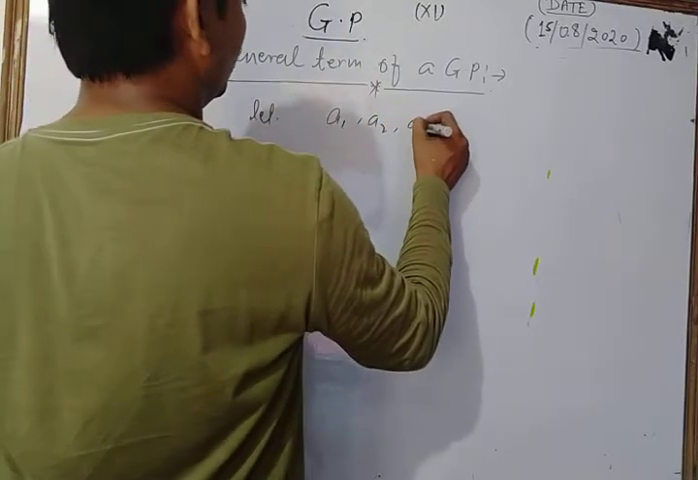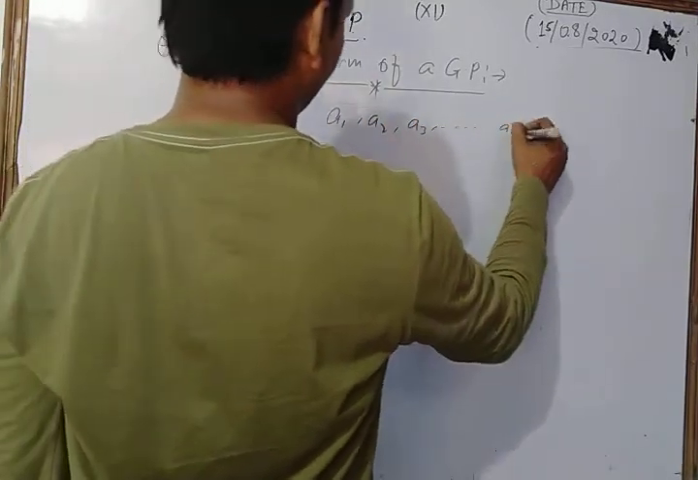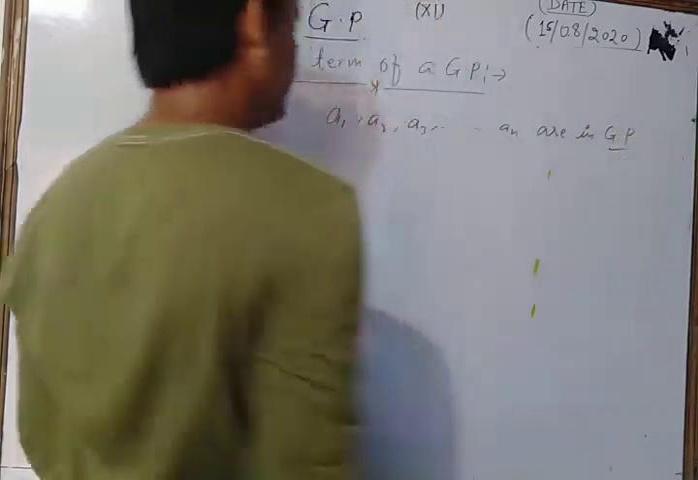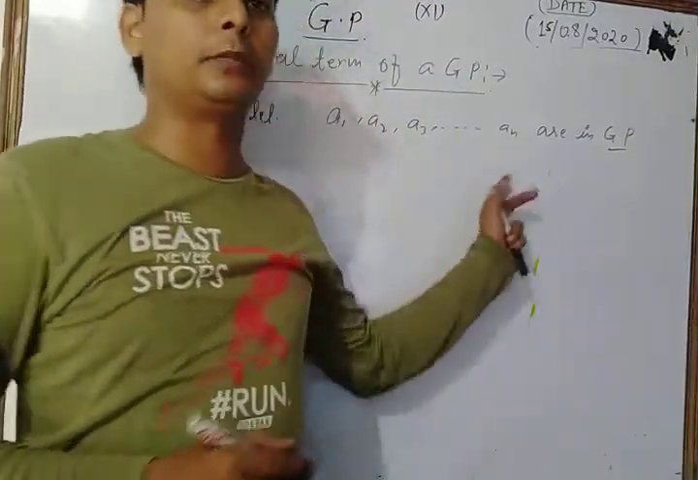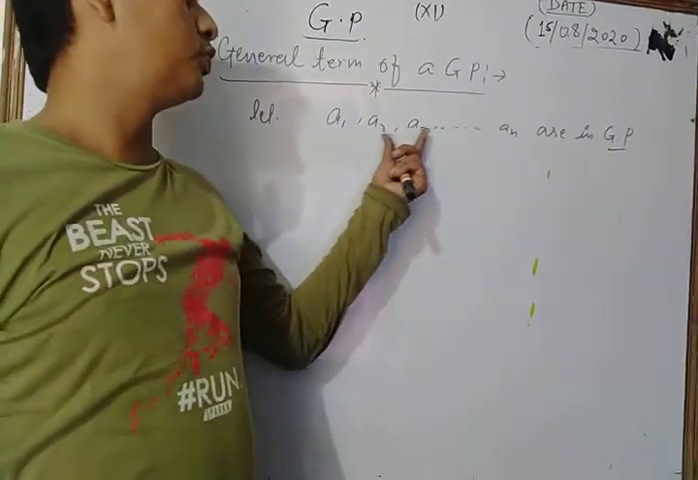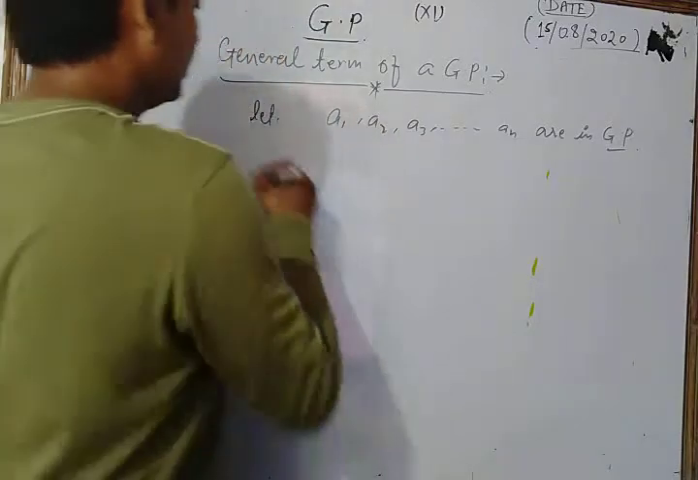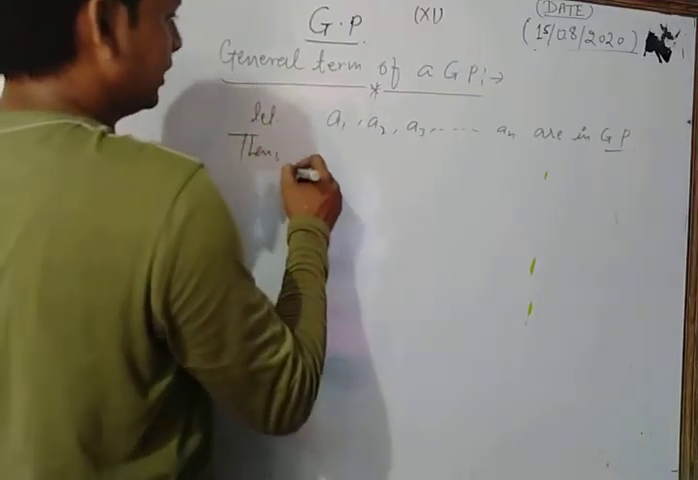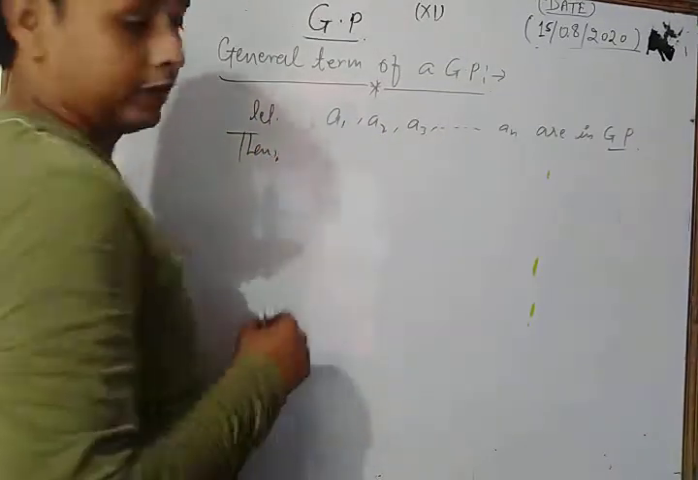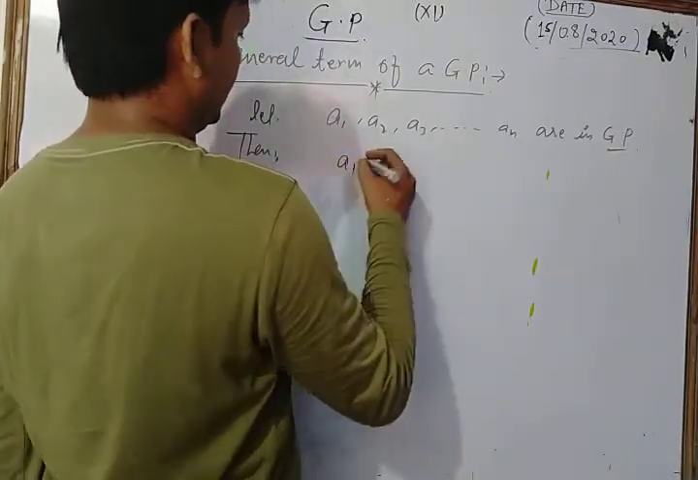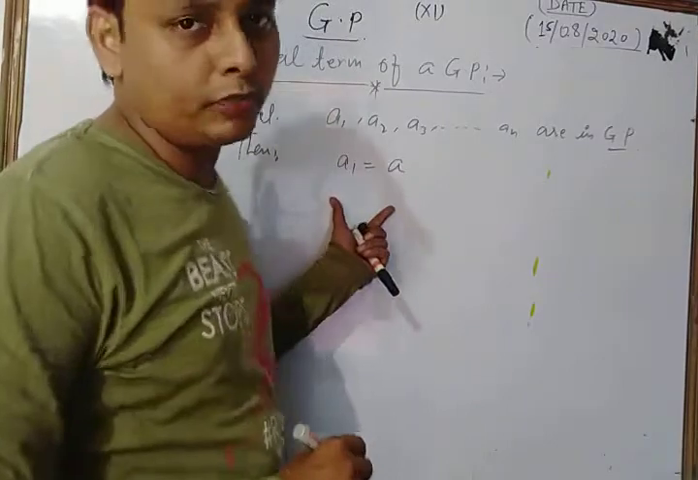Let A1, A2, A3 and so on, An be in GP. Okay, this is the geometrical progression. Then your first term is A1. A1 is equal to A. This is your first term of this GP.